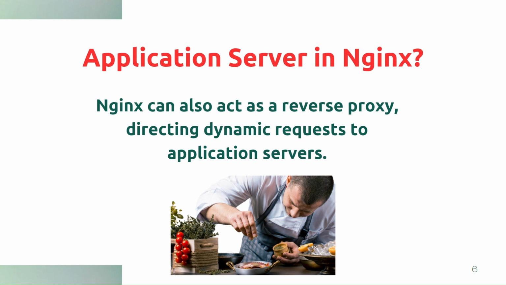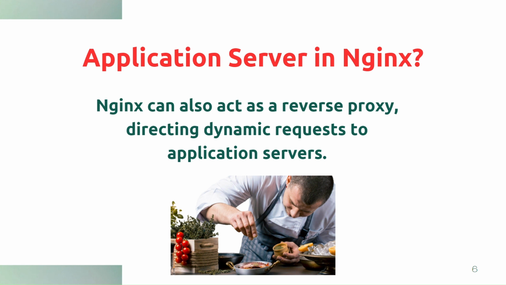First is static content, right? So Nginx can quickly serve. There are basically two types of content: static content and dynamic content. So first we will talk about static content. Nginx can quickly serve things like images, CSS, and HTML, which don't change often. Just like a file clerk handing you a document from a cabinet, right?